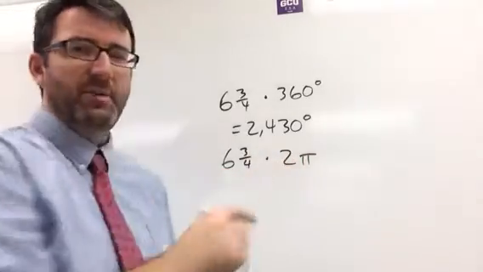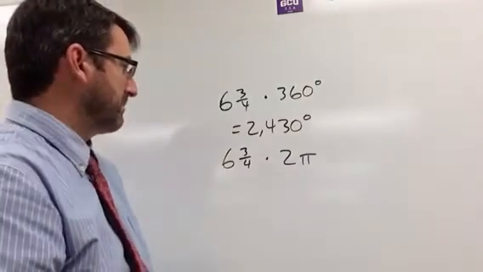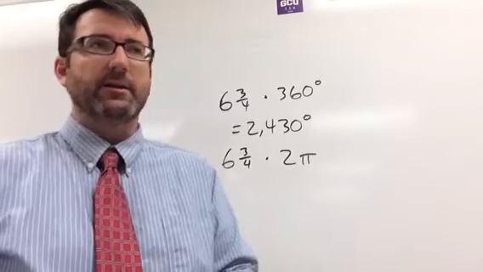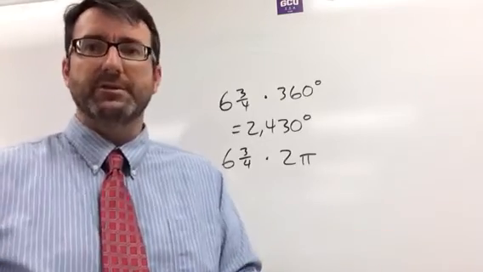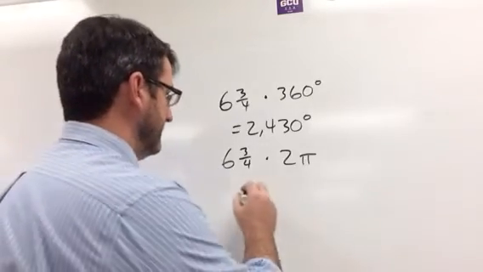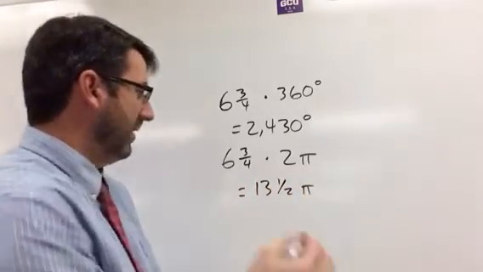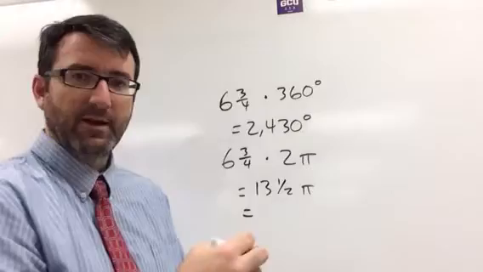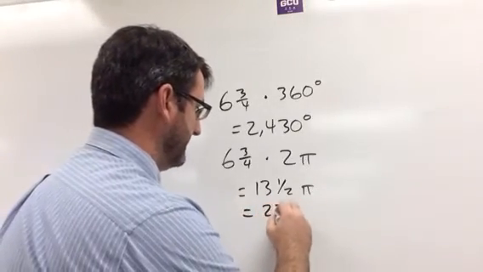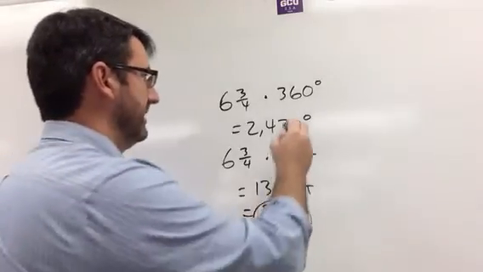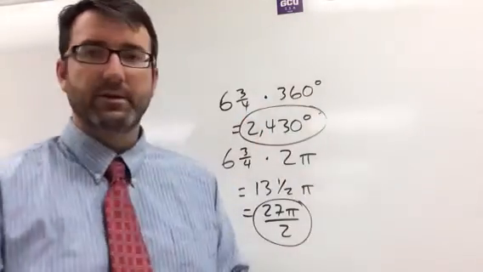And then to get that same thing in radians, just take our 6 3/4 times 2 pi. And so 6 times 2 pi would be 12 pi, and then 3/4 times 2 pi would be 3 pi over 2, or 1.5 pi. So this would be equal to 13.5 pi, or as we would more commonly write it, 27 pi over 2. So that's our radian measure, and this would be our degree measure.